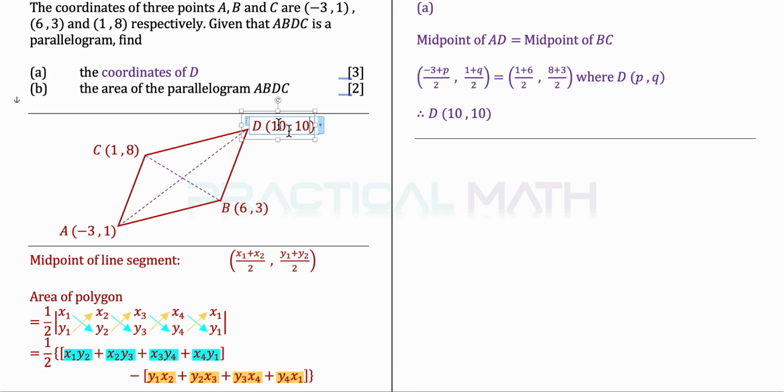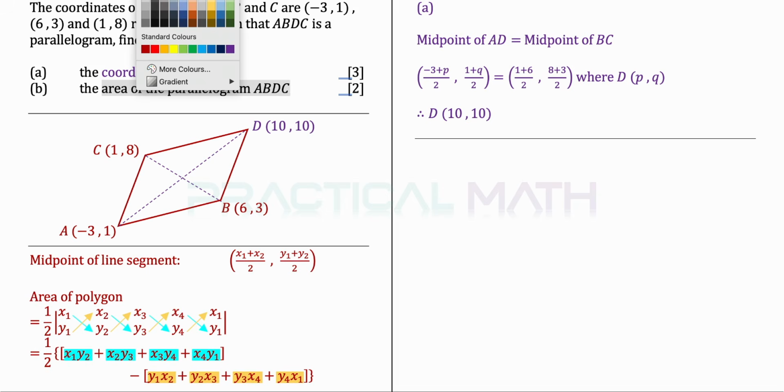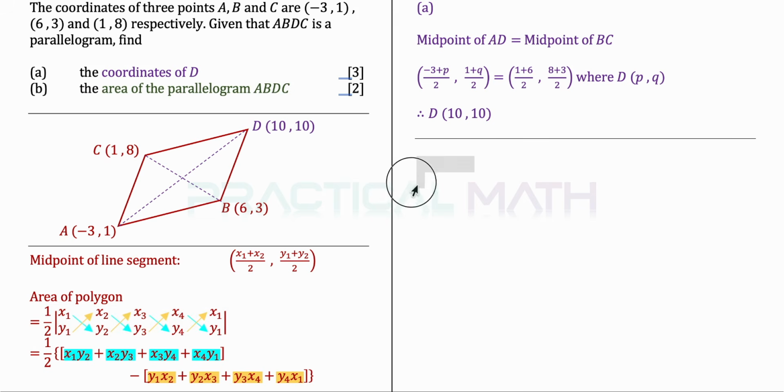So let me just change this since we got the answer out like this. So D coordinates is found to be 10, comma 10. After which we are asked to find the area of the parallelogram ABDC. To find the area of the parallelogram ABDC, we will need to use the area of polygon method, also known as the shoelace method over here. So let me just plug in the shoelace method here.